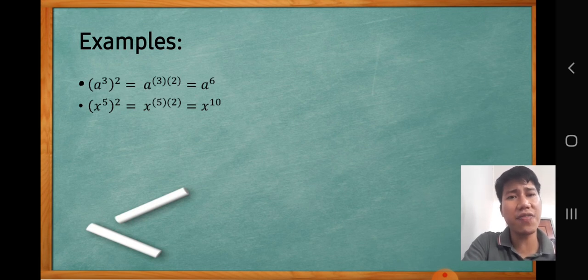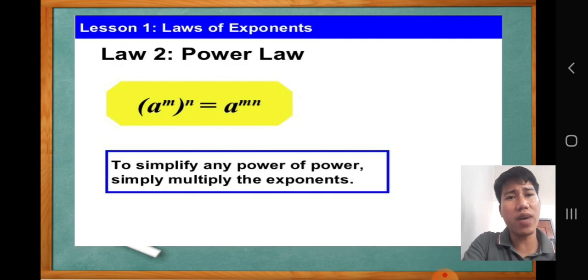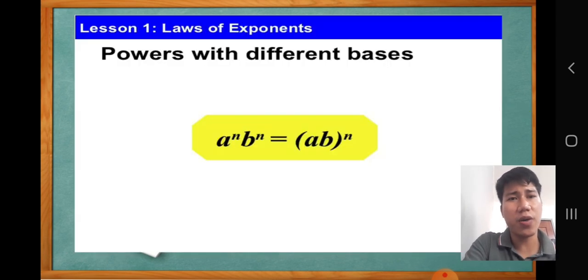X raised to 5 and then raise pa jud 2. So the answer is x raised to 5 times 2. So the answer is x raised to 10. That is considered as power law. And the next is powers with different base.